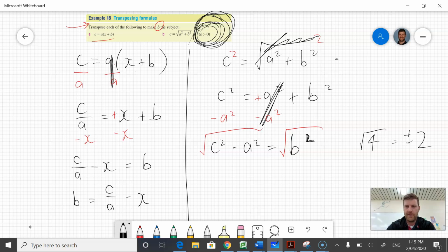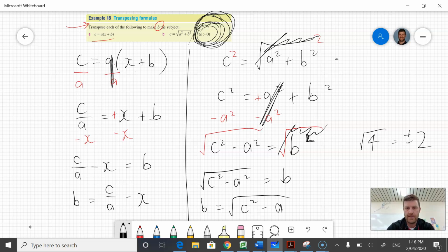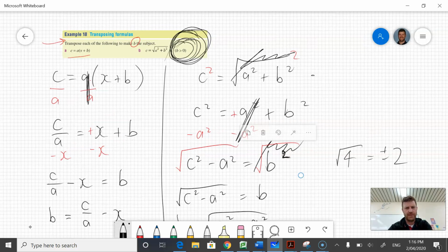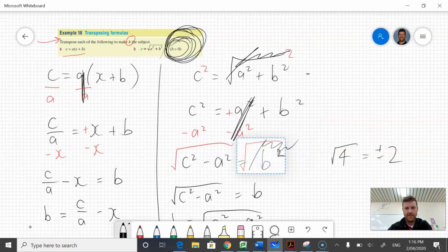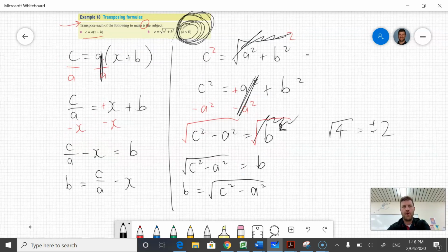I know that's a lot of explanation. Basically, I'm left with now the square root of C squared, take A squared is equal to B. Or if I was to write B as a subject on the left-hand side, B is equal to the square root of C squared, take A squared. Okay guys, that's rearranging the formula. Like I said, it's tricky, but a valuable skill. Hopefully it makes sense.